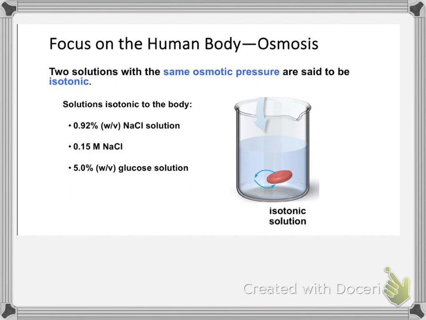And we talked specifically, while it's not the only colligative property, we talked about osmosis. And so now we're going to look at red blood cells and think about those in relationship to osmosis. So when you have two solutions with the same osmotic pressure, so another way to say that would be the same particle concentration, the word to describe that is isotonic.